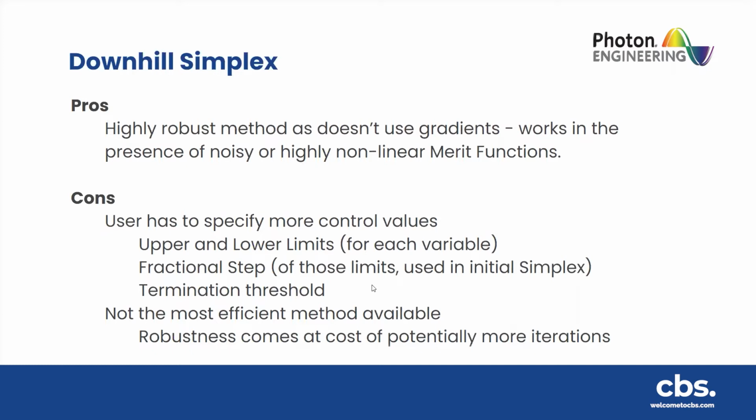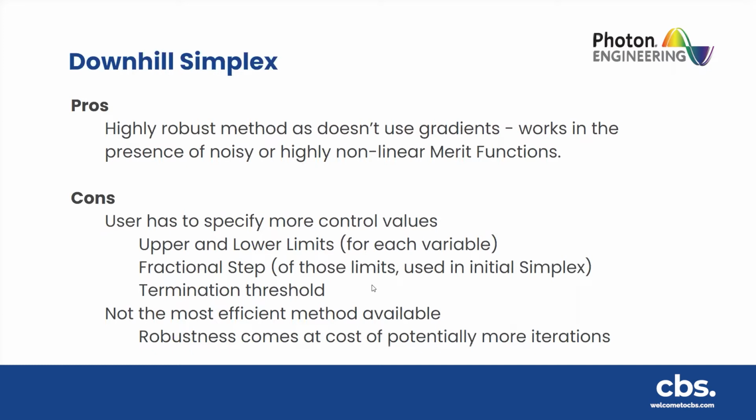The downsides to this method, though, is that the user has to specify a few more data points. So we have to specify upper and lower limits for every single variable that we have. That limits how big our simplex can actually be. We also need to provide a fractional step for each of those. That is essentially how far the software can move in terms of picking its starting simplex.